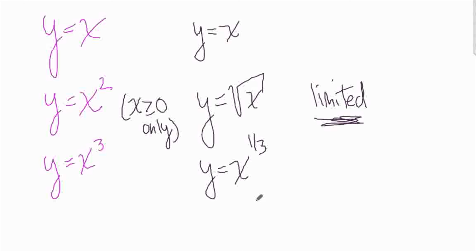Now for the last one, I'm trying to think if you're going to have an issue at x equal to 0. That's the only place you would have a problem. But no, I don't think that that's a problem. So yeah, everything's good.